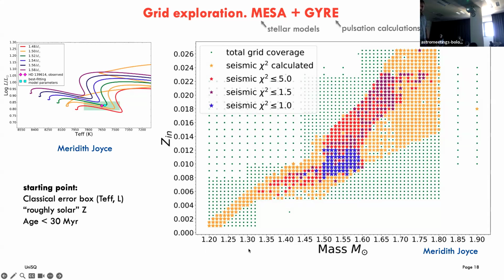So this is a grid in mass and in metallicity. This is metal mass fraction. The sun is about here in the middle. And each point in this grid is an entire evolutionary track that is sampled at hundreds of different ages. And what we're plotting in color is the lowest chi-squared of any model along the track.